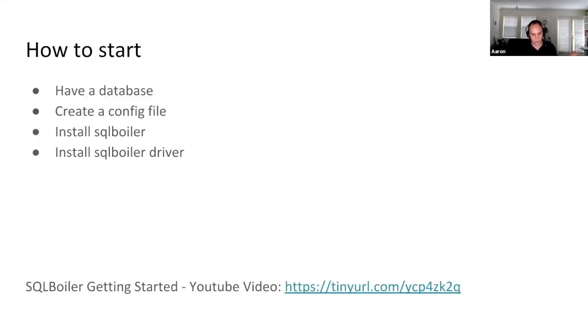So how do you start with SQLBoiler? Now, most of these ORMs, like I said, want to define the database schema, which I don't think is a good idea. So have a database, that's the first step. And I recommend you use a migration tool to keep track of how your database evolves over time. So run your migrations, get it ready, and then create a config file that tells SQLBoiler how to talk to it. You install SQLBoiler and the driver, and then you're basically ready to do the generation.